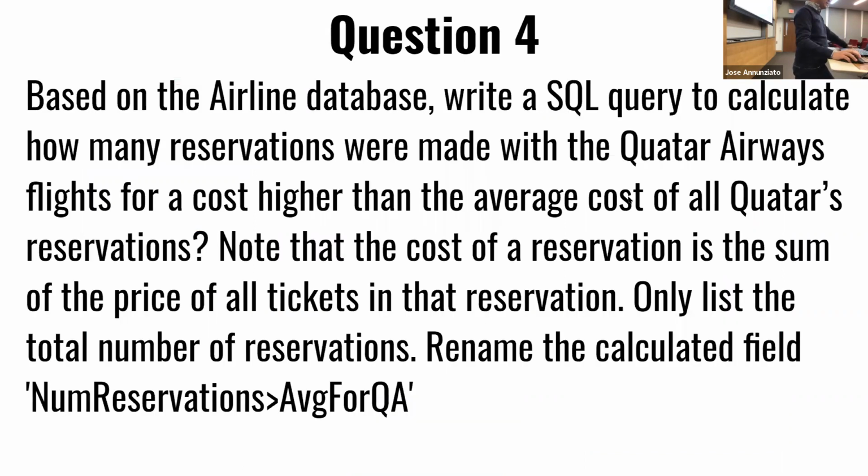So this is one inline. The average cost of Qatar reservations. That's one inline. And then it says, okay, well, what are the ones on Qatar Airways flights that cost higher than the average? So again, you're going to calculate the total cost greater than whatever this inline comes back with. Okay.